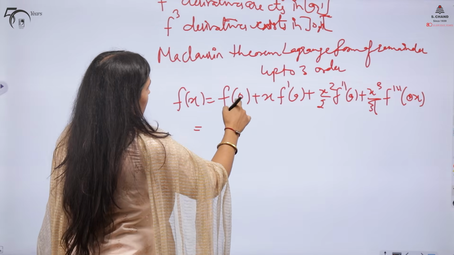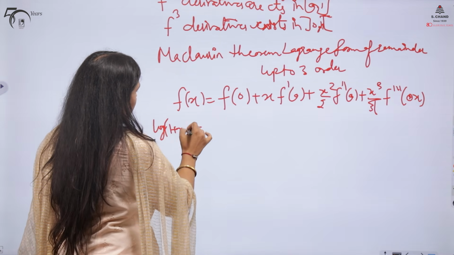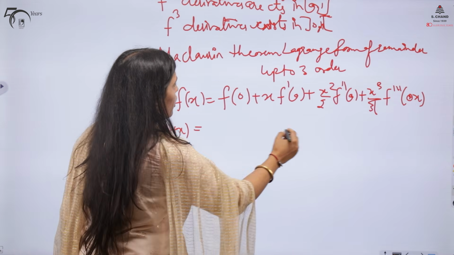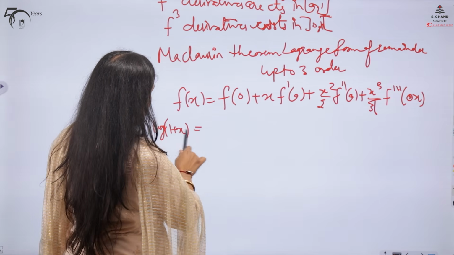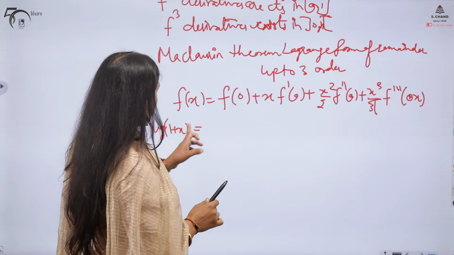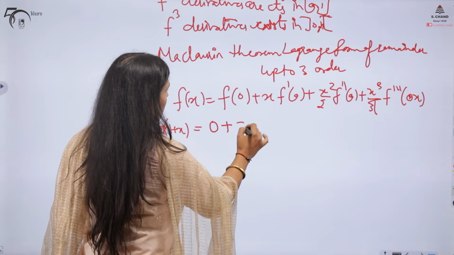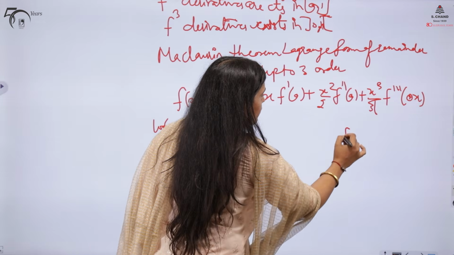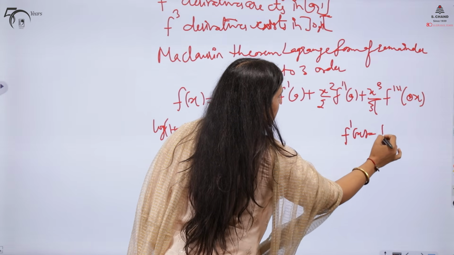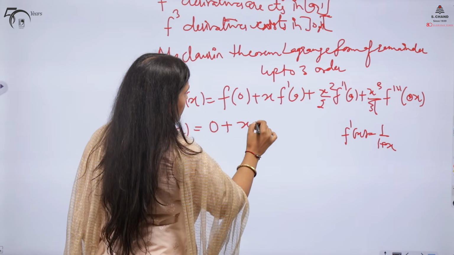Now, f(x) is log of 1 plus x. What is f(0)? Your f(x) is log 1 plus x. When you substitute x = 0, log 1 value is 0. So, this is completely 0. Now, what is f'(0)? I have already written the first derivative was 1 upon 1 plus x. Substitute 0. So, it is giving you 1.